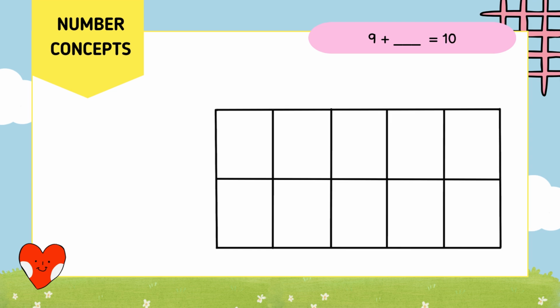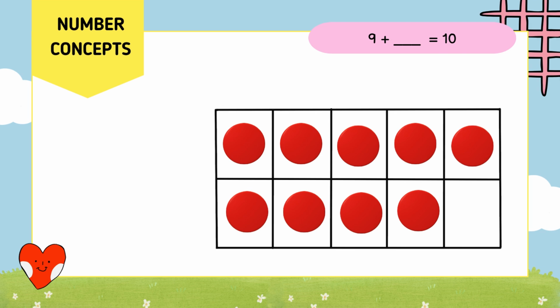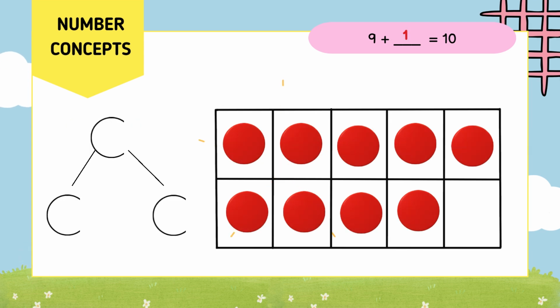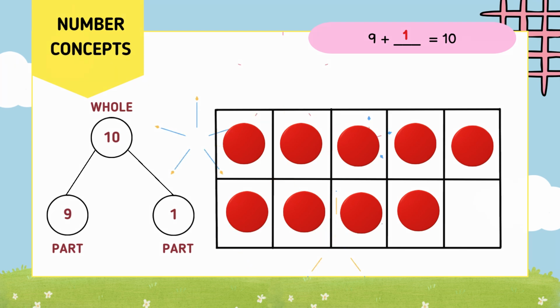Last example for now, 9 plus what number makes 10? Pause the video and try it for yourself. All right, let's check your answer. Fill the 10 frame with 9 counters. Count the empty squares. 1. Just 1 empty square. So 9 plus 1 equals 10. And here it is in the cherry model. 10 is the whole and 9 and 1 are parts.